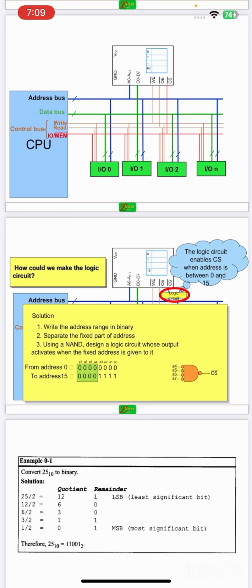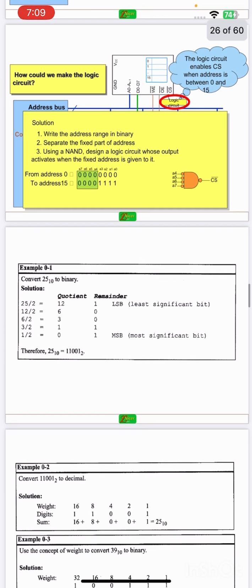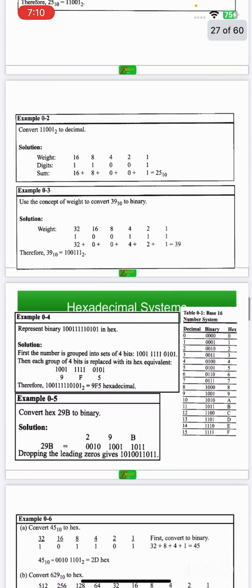Now we have the address bus, and from the address we can see that it has a logic gate circuit, and the logic circuit is working. As we have studied in detail the conversion of binary into decimals and decimals into binary, this is how they normally work: from the most significant bit to the least significant bit, divided by 2. And for decimals you have to make the multiples of 2 and then add them.